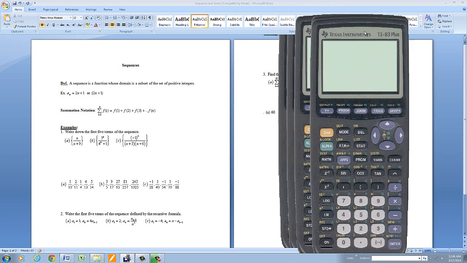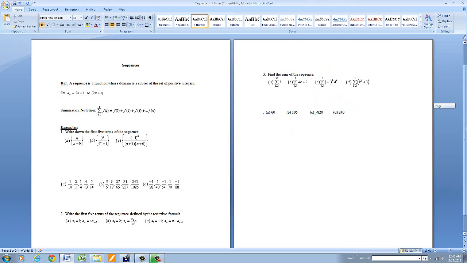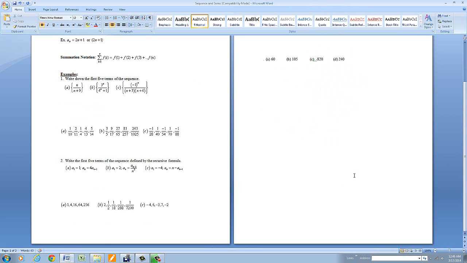Okay, now let's look at the next example. Let's write the first 5 terms of the sequence defined by the recursive formula. Okay, so in the previous problem, you were given strictly one formula, a straightforward formula, non-recursive if you want, and you just plugged in 1, 2, 3, 4, and 5. In this case, it's a recursive formula.